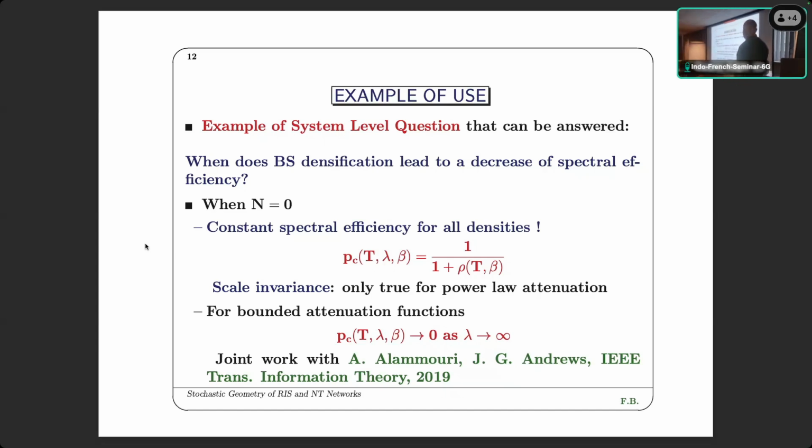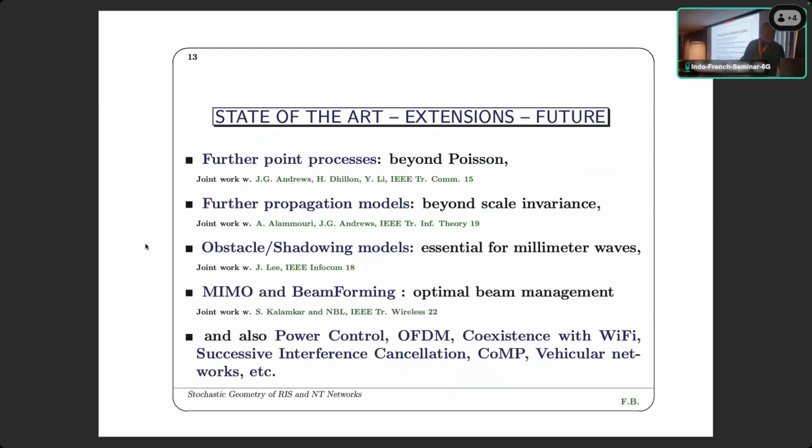So okay, I'm done with the part I wanted to cover. There are lots of further points beyond Poisson. Poisson is marvelous, everybody knows. But it's Poisson for a good reason. It's like the M/M/1 queue, right? You solve the simplest problem, get closed form, you're happy. You can complexify it as much as you want and do the M/G/1, the G/M/1, whatever. You can also get further propagation models. And that's what I said, you go beyond scale invariance.